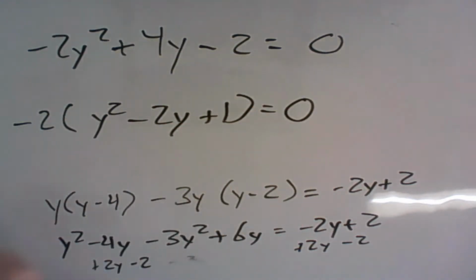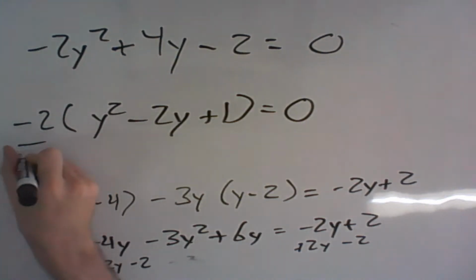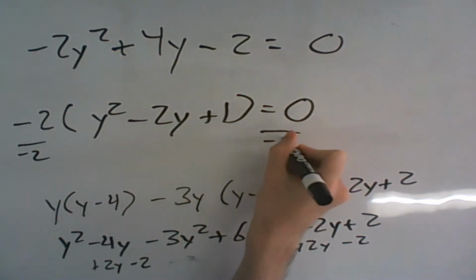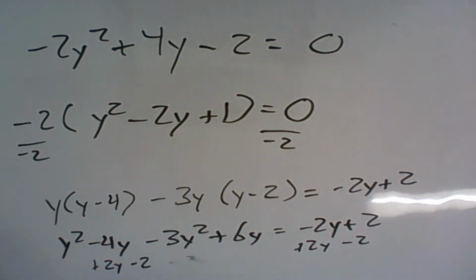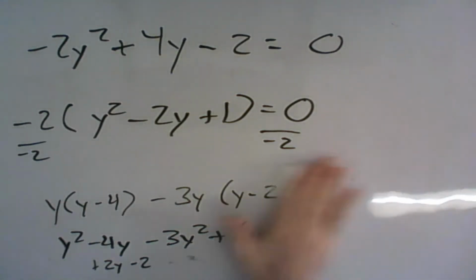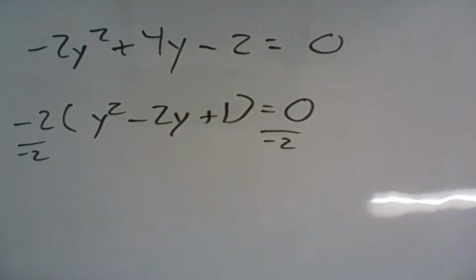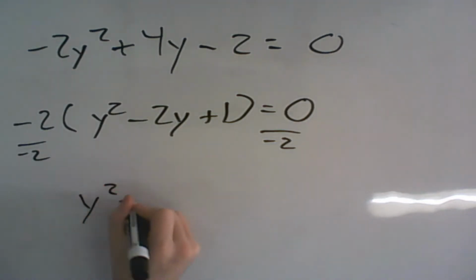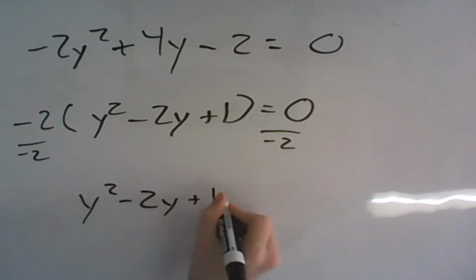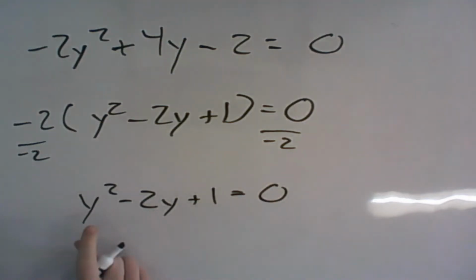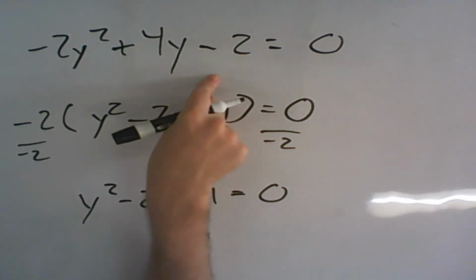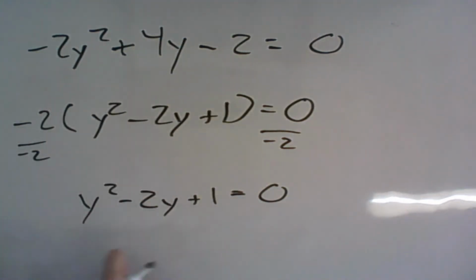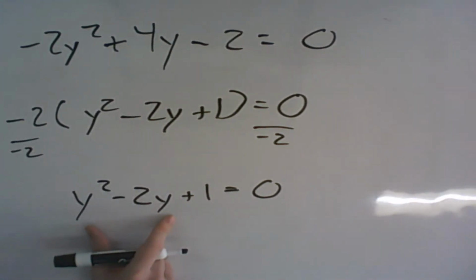Okay, and then we can divide both sides by negative 2, therefore getting rid of it. So then we get y squared minus 2y plus 1 equals 0. You could also solve it from here. That's fine. I'm just doing it myself. Then we can factor this.